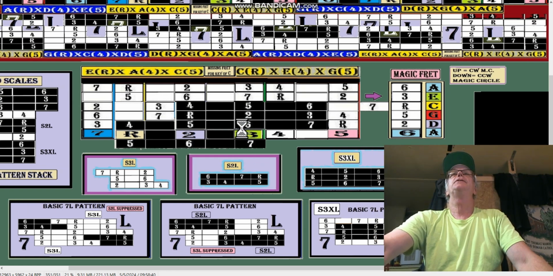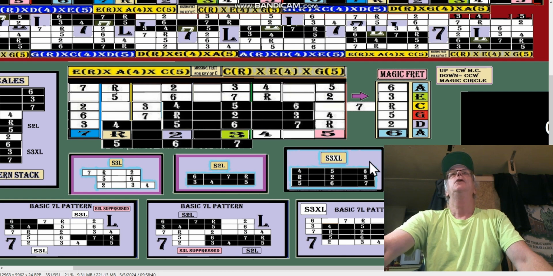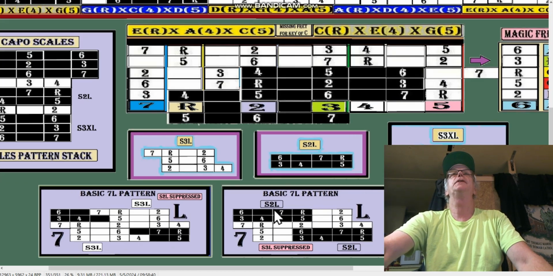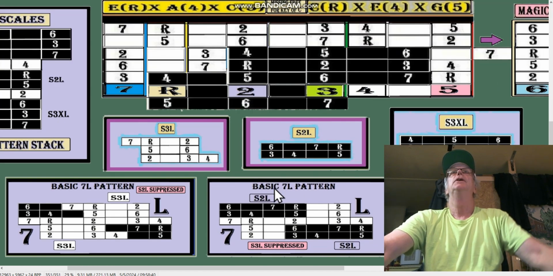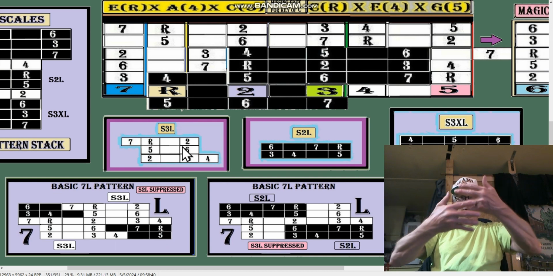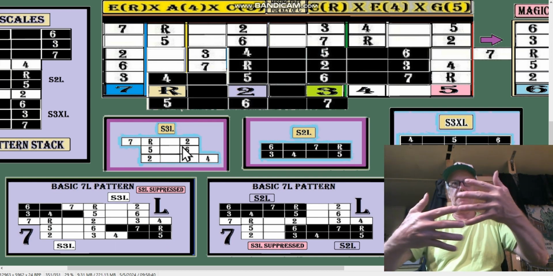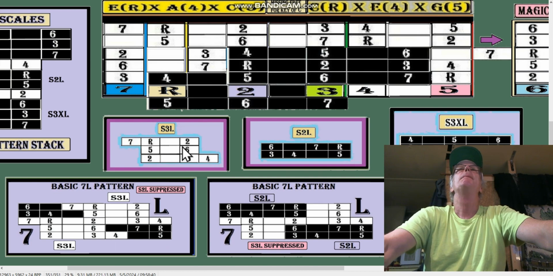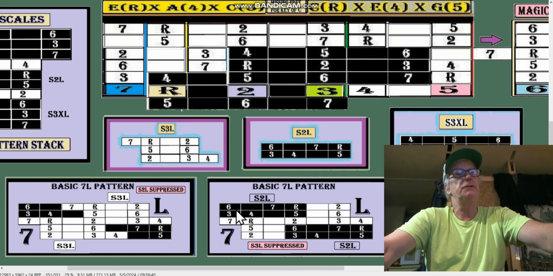Alright, so now let's just do a little quick review. We're not going to cover the S3XL yet because we have to cover these two guys first. So if you put these together, now we're talking about, in hand language, if I just show you the S2Ls in a 7L diagram, this is a 5-string diagram. Not too far from the truth, because the 6th string is a repeat of the bottom string.